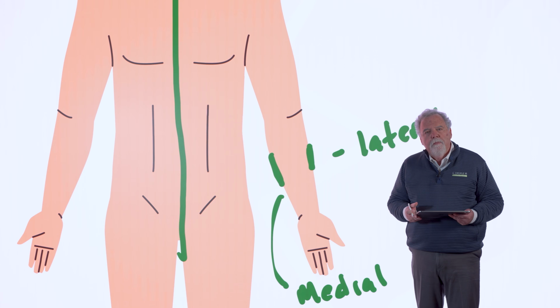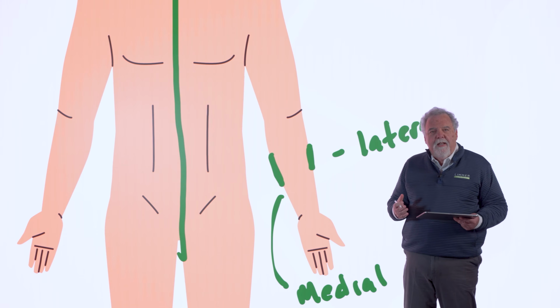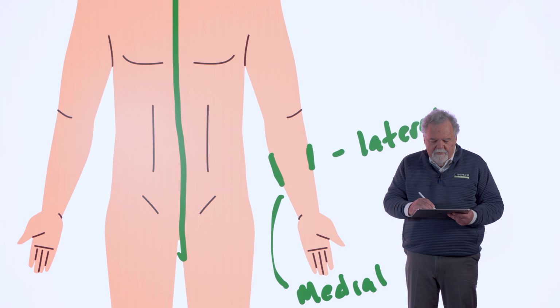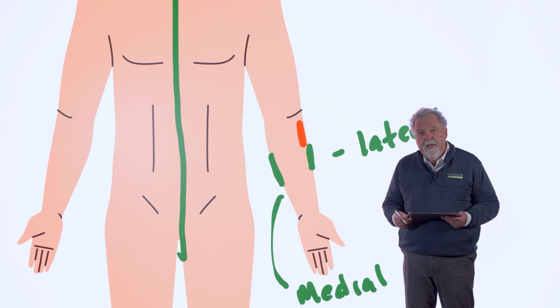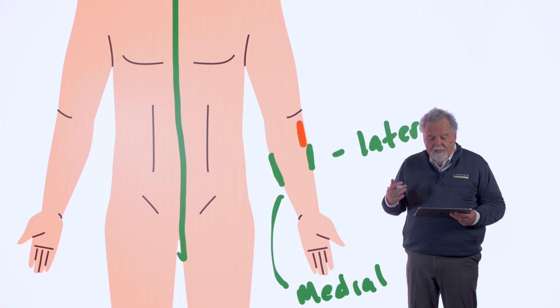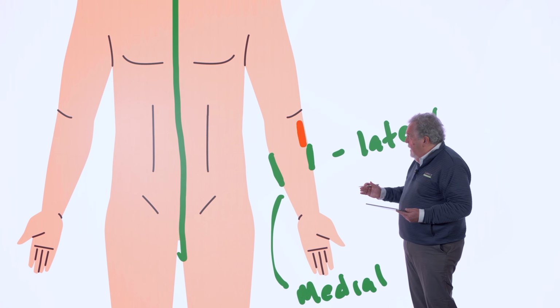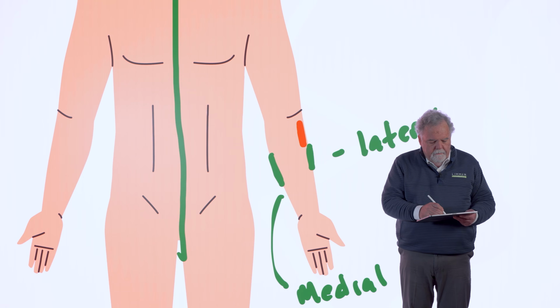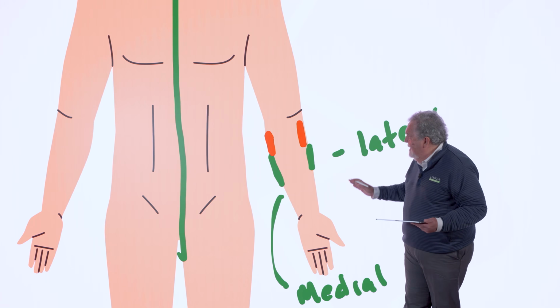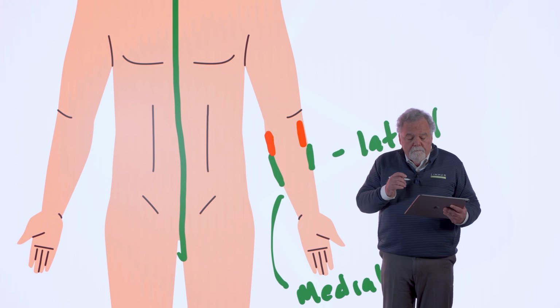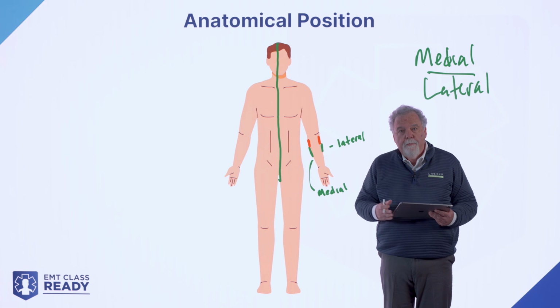Now, why is that important? Let's say somebody gets cut with a knife. And in this, getting cut with the knife, I'm going to switch to a nice red here so we can have an injury. If somebody has a laceration there, it's on the lateral aspect of their forearm. It's farther away from that midline. But if that laceration is here, it's on the medial aspect of the forearm. So, medial and lateral, medial is closer to the midline.